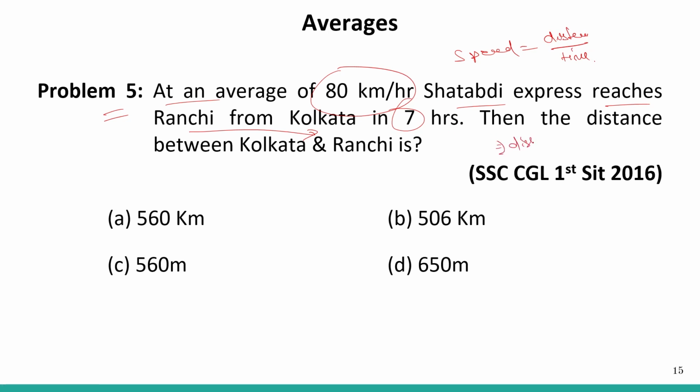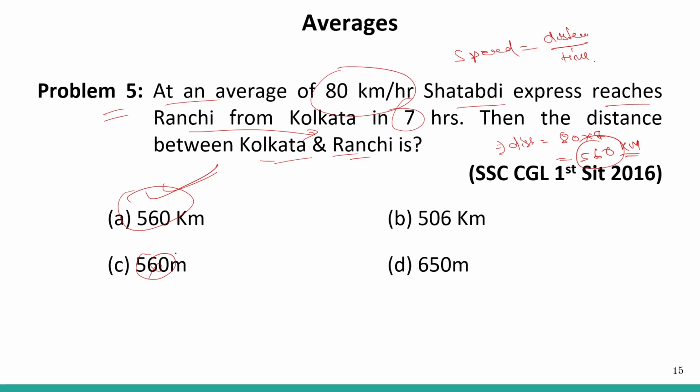So distance is equal to speed into time. So speed is given to us as 80 and time is 7. So 560. So this much amount of kilometer is the distance in kilometers. So the distance between Kolkata and Ranchi is 560 kilometers. So option A is correct one.